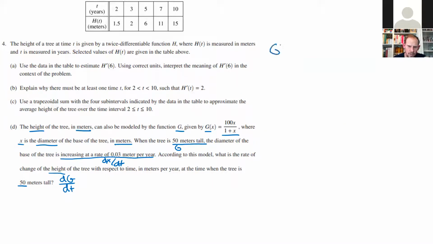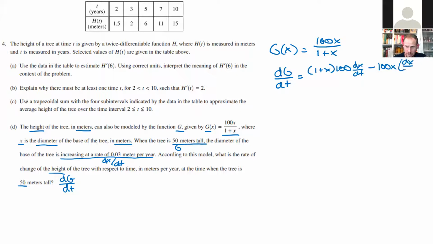So what we want to do, with g of x equals 100x over 1 plus x, is take derivatives of everything with respect to time, so implicitly with respect to time. That means this would be not g prime, but dg/dt. In this, x is a variable with respect to t. We've got to do a quotient rule: bottom times derivative of the top, and since we took the derivative of x here, we actually get a dx/dt, minus the top times the derivative of the bottom. Derivative of 1 is 0, derivative of x is dx/dt, all over the bottom squared.